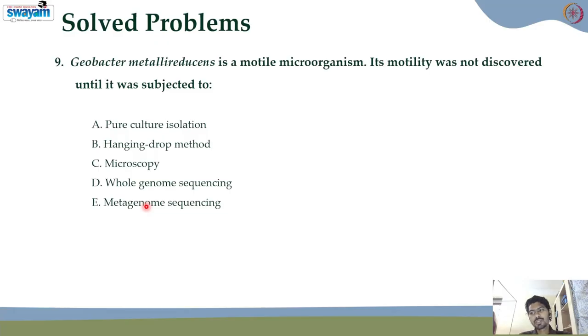So I will repeat the question. Geobacter metallireducens is a motile microorganism. Its motility was not discovered until it was subjected to... You can post your answers now.